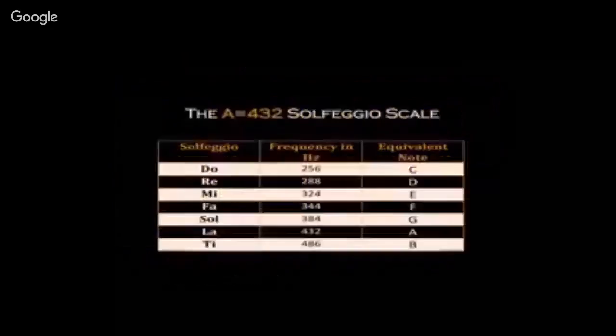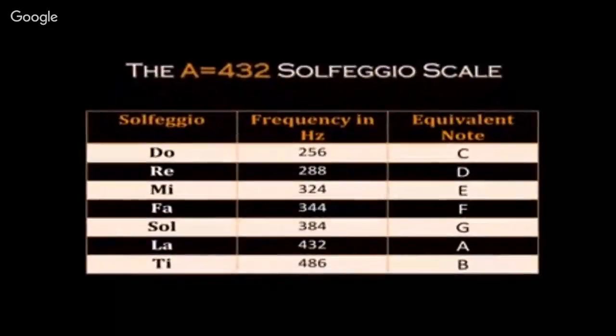So when you understand the cosmic 432 and how it is interwoven throughout everything in nature, then we can reveal the true solfeggio scale. As you see in this graphic, the solfeggio is on the left, the do, re, mi, fa, sol, la, ti. The frequency in hertz is in the center column, and the equivalent note is on the right. So for the first time, we're able to reveal the true solfeggio scale using Pythagorean tuning and the frequency of the cosmos.